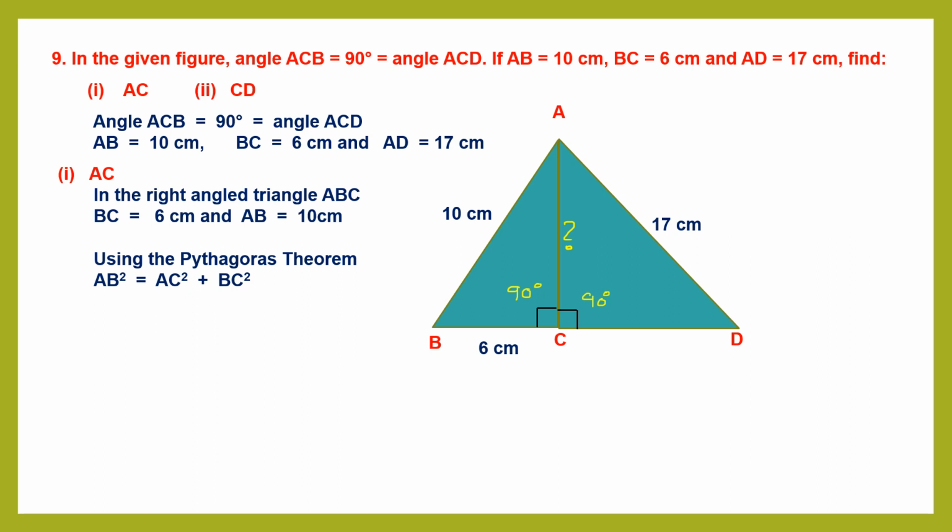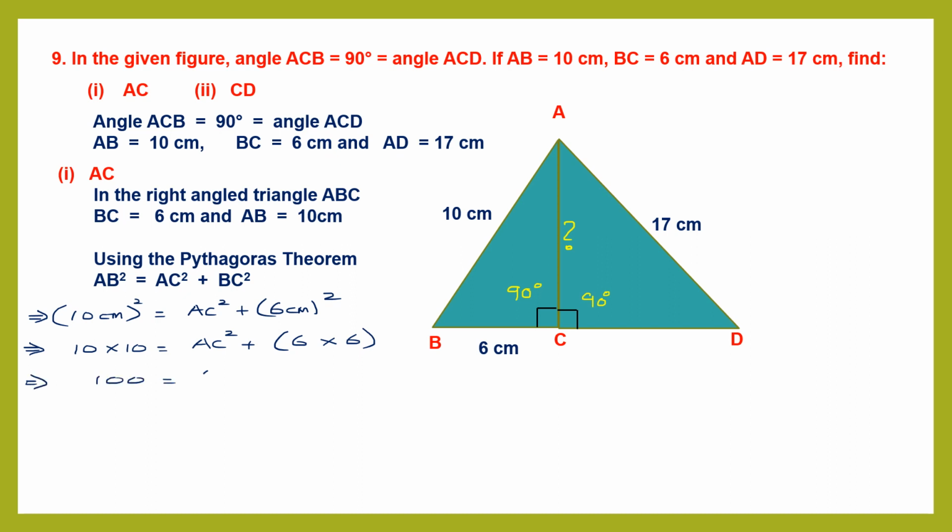AB is 10 centimeters, so that will be 10 centimeters squared, AB squared, isn't it? It is equal to AC, which is what we're going to find out, so we're going to leave it as AC squared plus BC squared. BC is 6 centimeters, 6 centimeters squared. So this will be equal to 10 into 10, which is equal to AC squared plus 6 into 6. So 10 into 10 is 100. This is AC squared. 6 into 6 is 36.